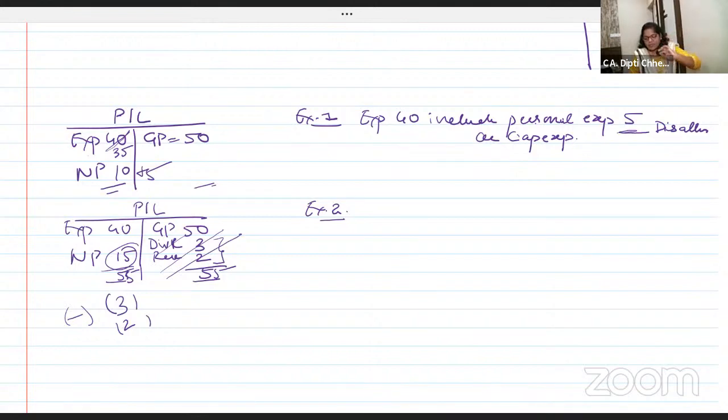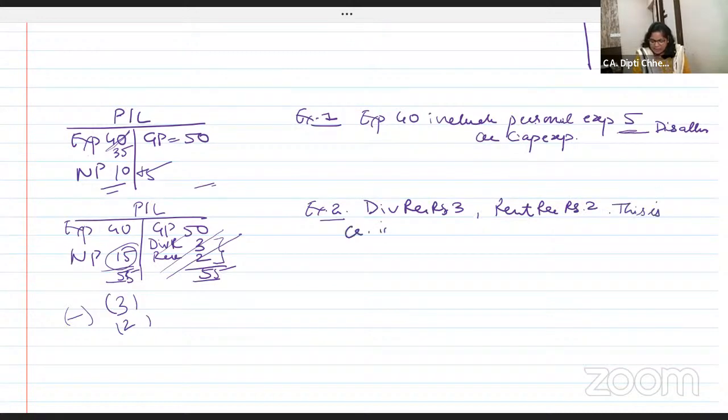Right. So this is the way we will check. I am writing here example 2, dividend received rupees 3, rent received rupees 2. This is credited in P&L account. But is this my business income? No. Rent received is taxable under house property. Dividend received is taxable under other sources. And there may be some income which are not taxable at all.